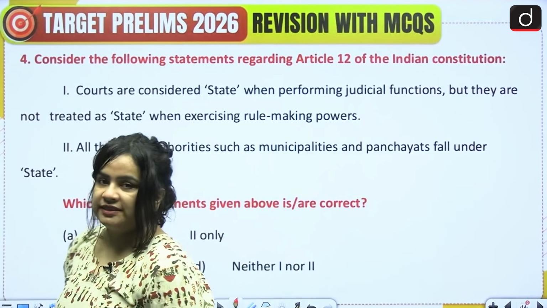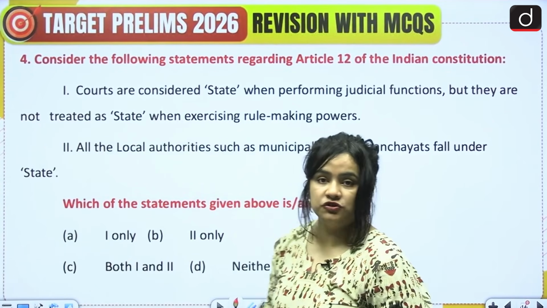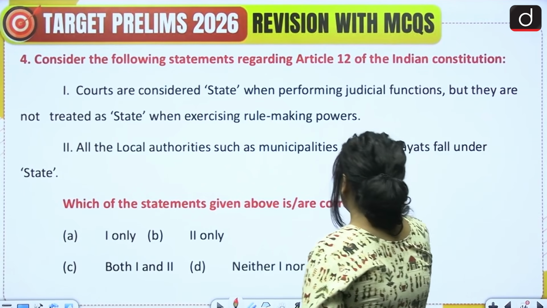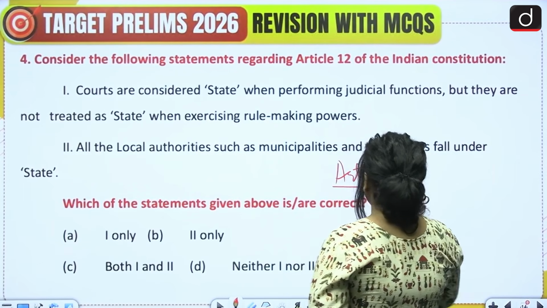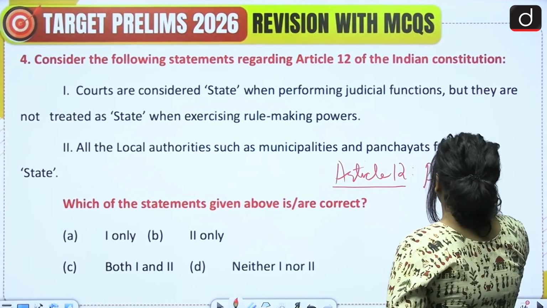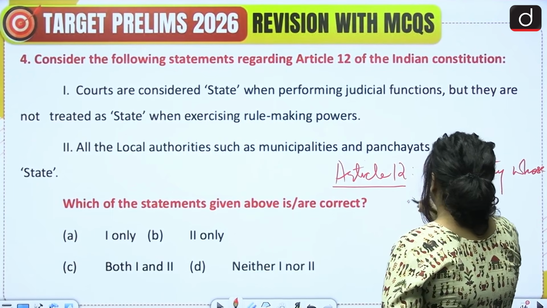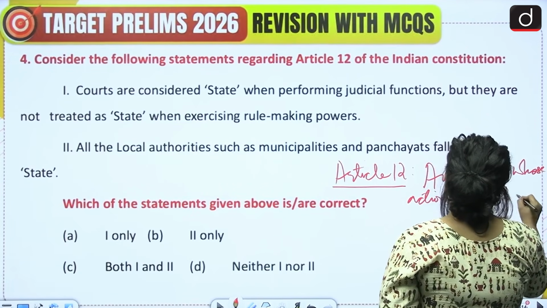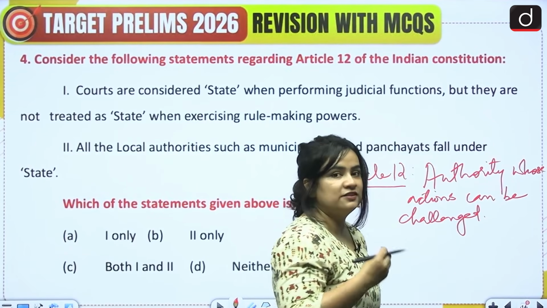Now, this is a very interesting statement. Courts are considered as state while performing judicial functions. Now, what exactly is state according to Article 12? Article 12 of the Indian Constitution talks about what is state. And state is considered to be any authority whose actions can be challenged in court for the violation of fundamental rights.